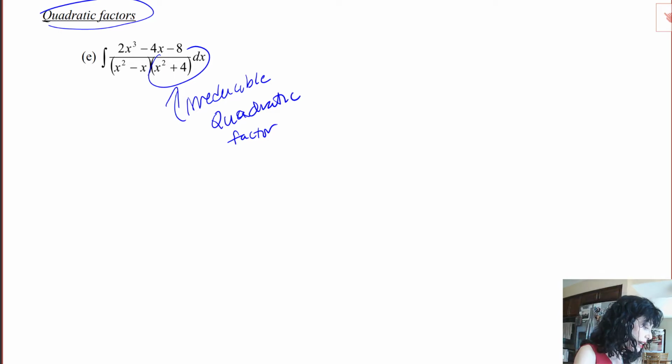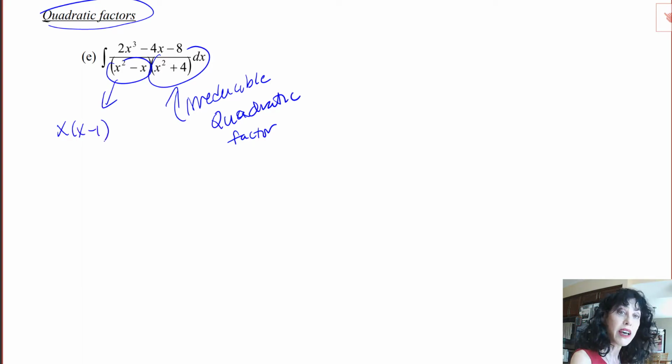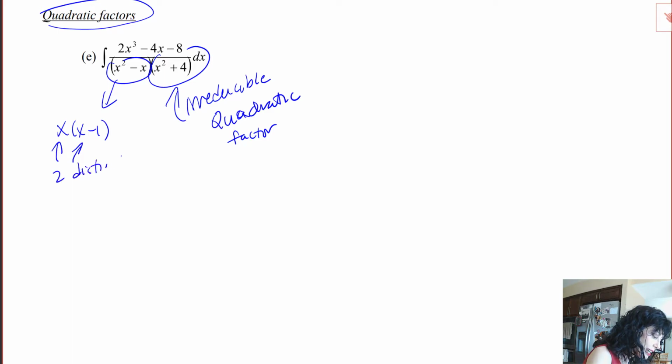So don't forget that. Now, this other factor here, x squared minus x, that we can continue to factor. That's not an irreducible quadratic factor. If we factor out a common factor of x, the other factor is x minus 1. And these are two distinct linear factors.